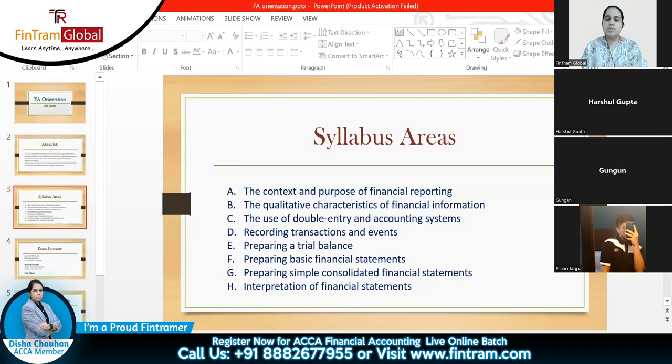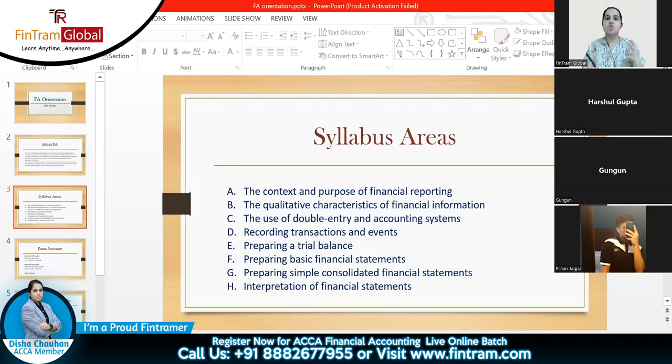And the final syllabus area is your interpretation of these financial statements. Financial statements are prepared, and now, of course, you have to interpret them, right? So why do you do that? What is the importance or purpose of analyzing these statements? You need to understand that. And then there are various ratios, from your profitability ratios to your liquidity ratios, wherein you judge how the company is performing, how it is doing. These are the ratios you have to learn, and then analyze.